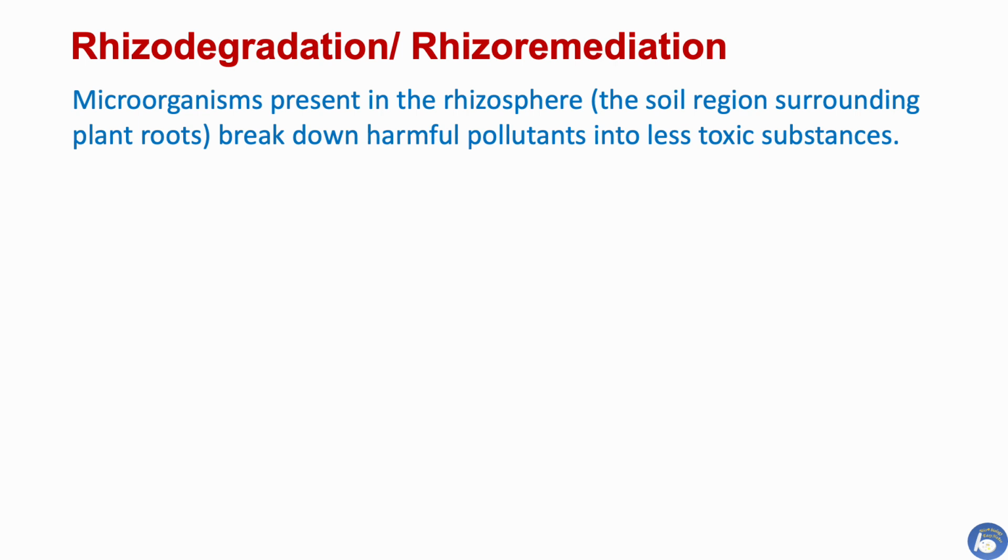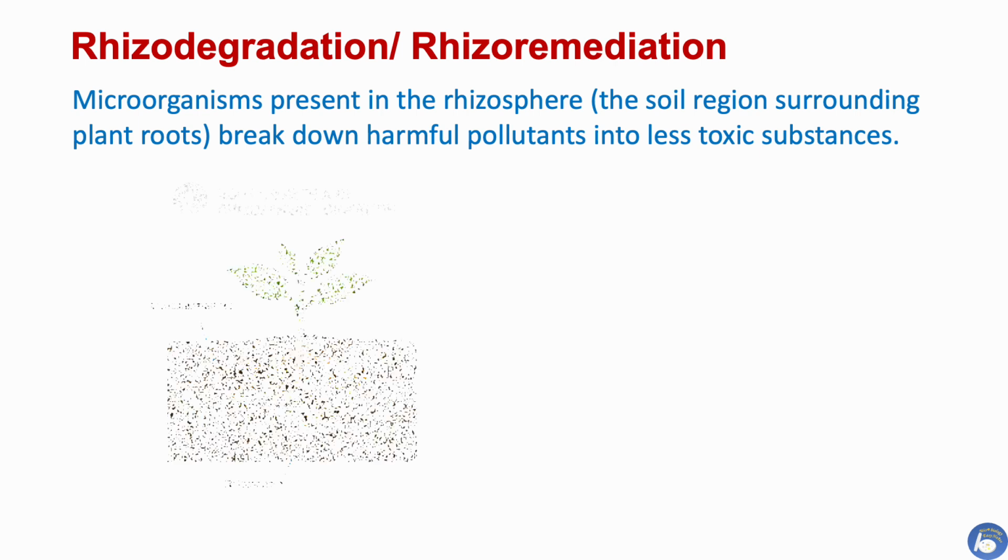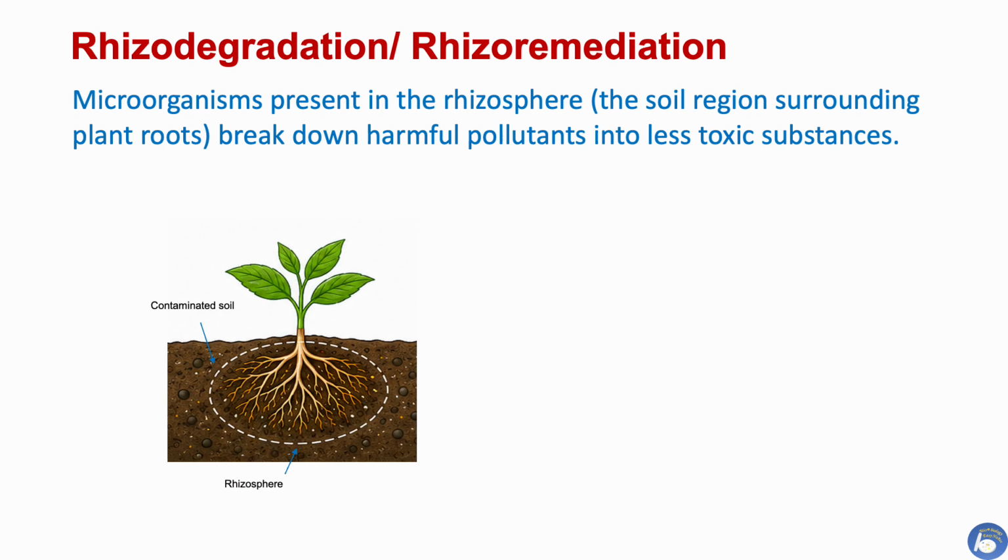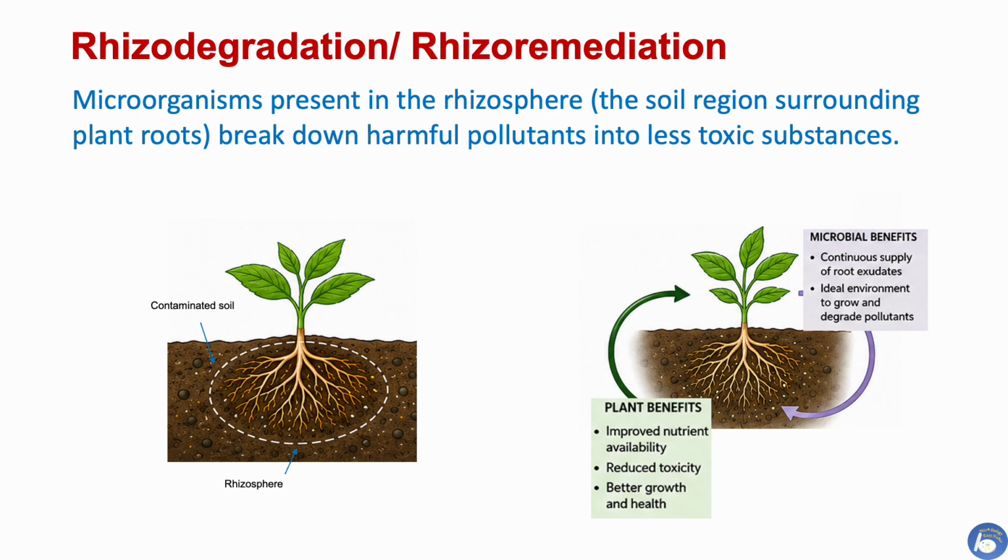The next mechanism is rhizodegradation, or rhizoremediation. Rhizodegradation is a type of phytoremediation in which microorganisms present in the rhizosphere break down harmful pollutants into less toxic substances. Rhizosphere is the soil region surrounding plant roots. In this process, the plant provides the habitat and nutrients to the microbes, and the microbes break down the pollutants. Rhizodegradation is also helpful in treating water contamination.